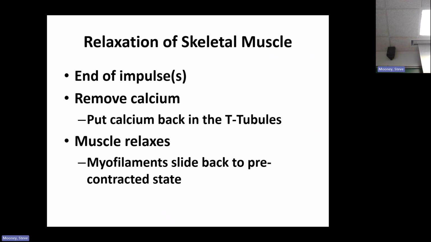So once we get the calcium back into the T tubules, we cover up the binding sites, the sarcomere relaxes, and everything slides back into its pre-contracted state.